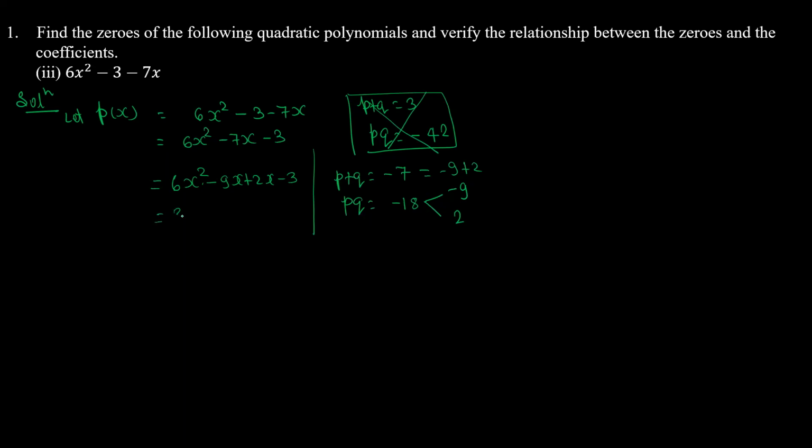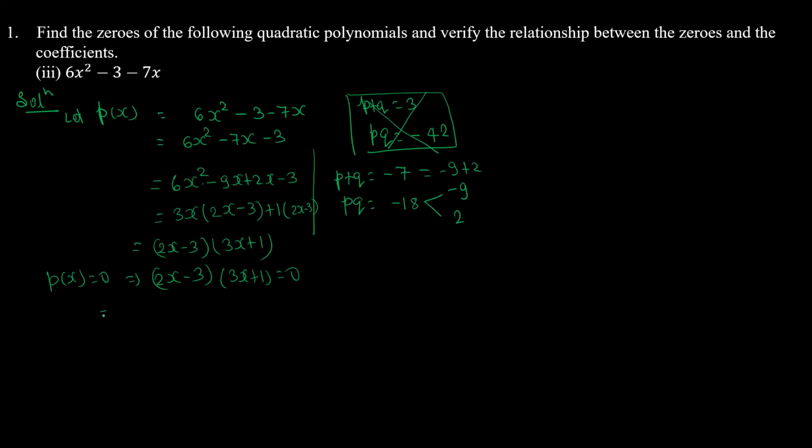फर्स्ट टू टर्म में क्या कॉमन है? 3x. So finally 2x minus 3 और लास्ट में 1 कॉमन, so 2x minus 3. So finally we have 2x minus 3 again common और इधर क्या बचा? 3x plus 1. So for p(x) equal to 0, what we'll have? (2x minus 3)(3x plus 1) should be equal to 0.